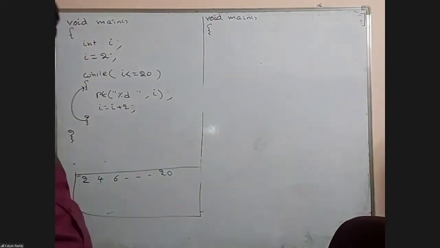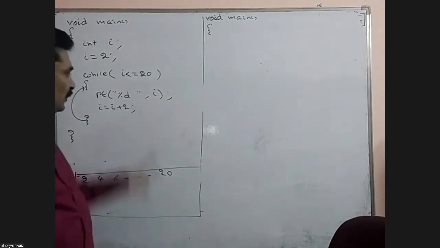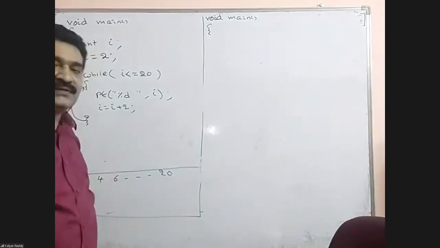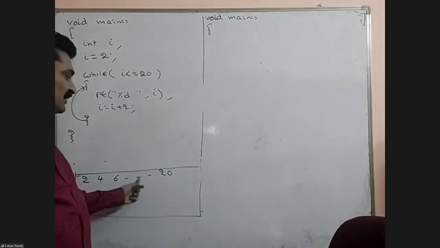Once again run, same output, 2 to 20. Once again run, 2 to 20. When we run this code n number of times, we always get a fixed result as output.